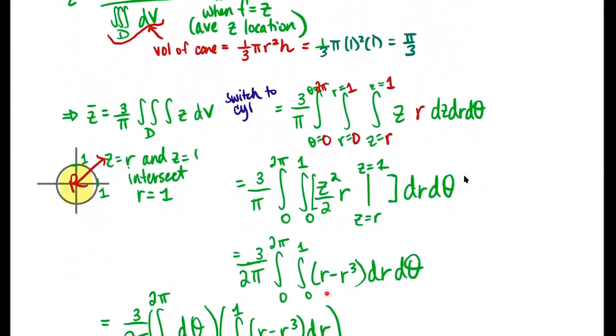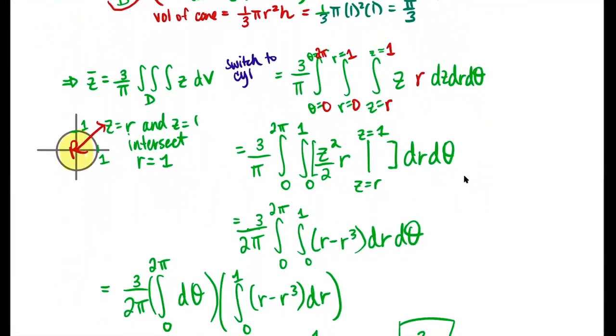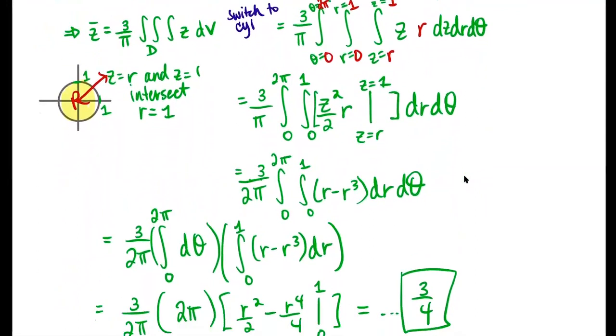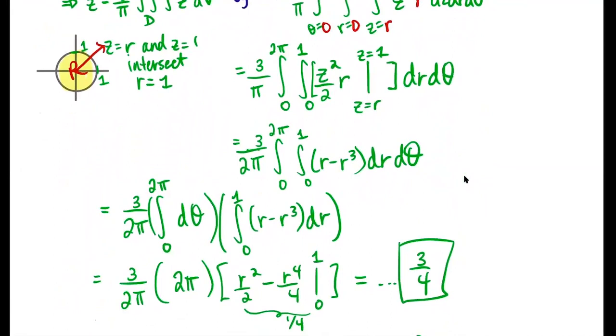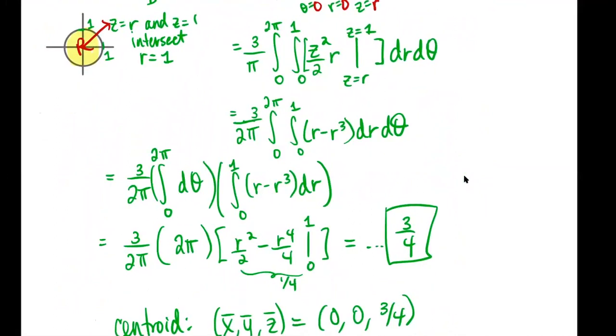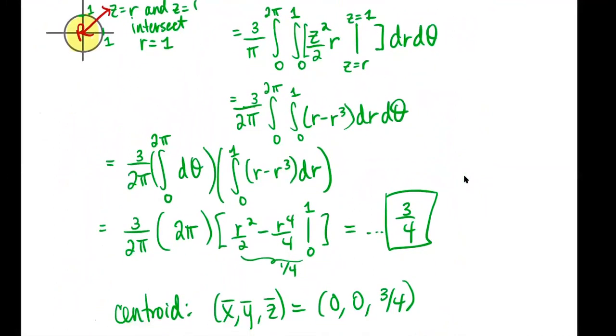Once I get to this point, I realize that I can decouple this double integral because these bounds are all constants here, and because the integrand can be written as a product of a function of r times a function of theta. And then we end up with 3/4. So at the end of the day, my centroid is 0, 0, 3/4.